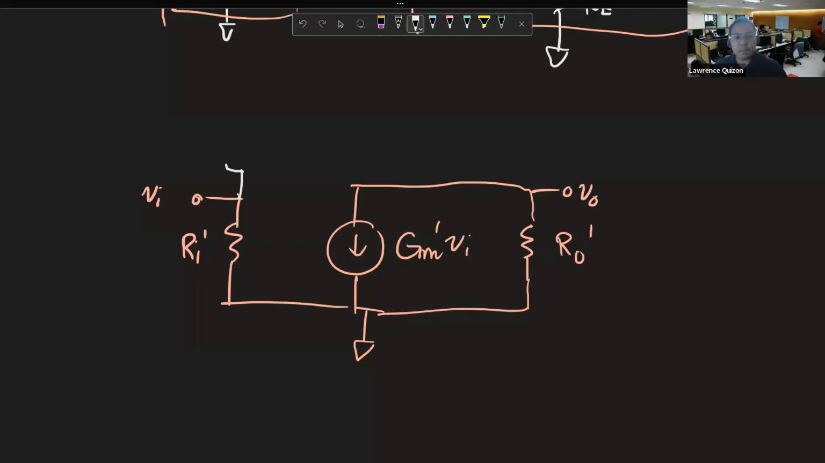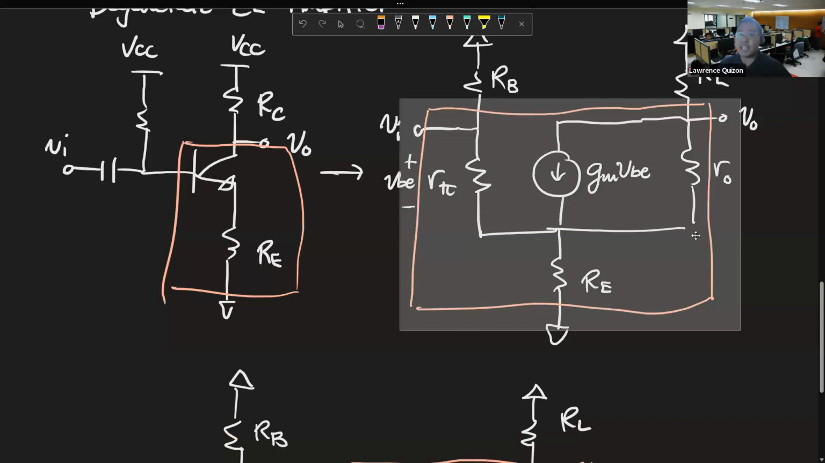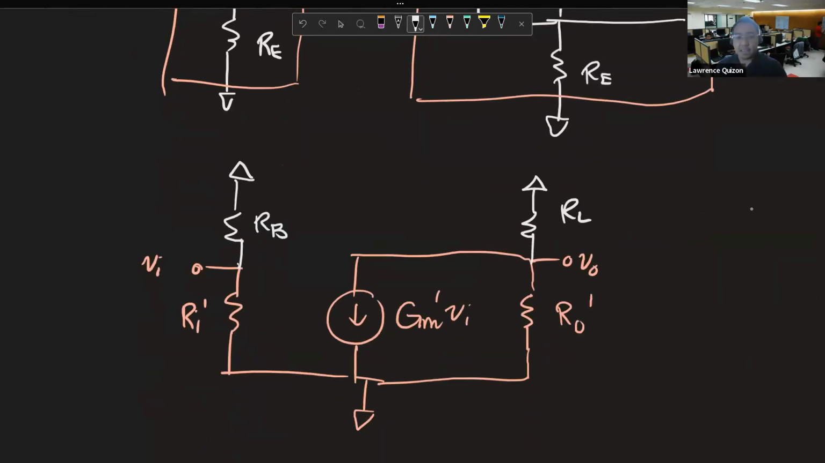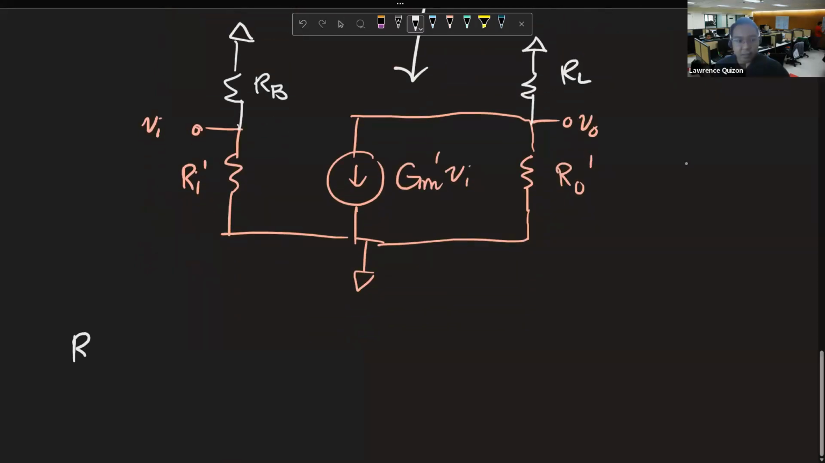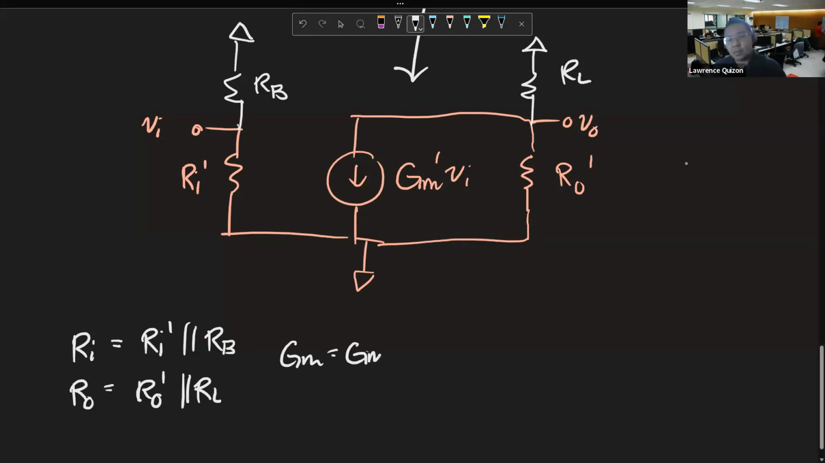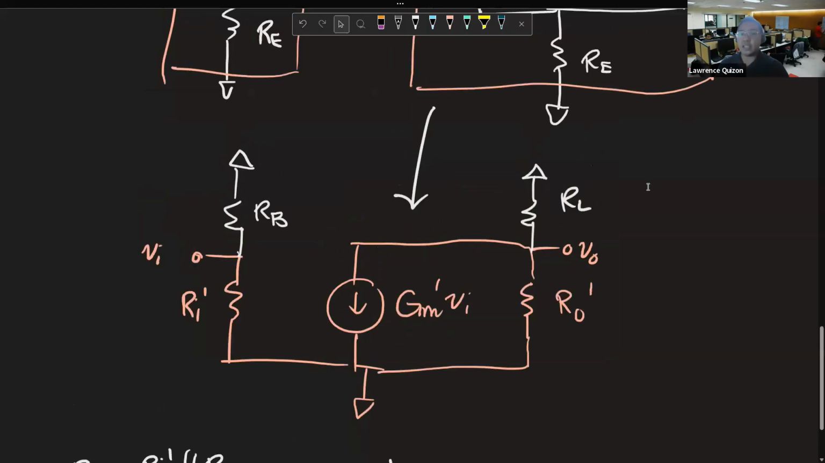And then, we add back RB and RL. So, if we get the unilateral two-port equivalent of the red area, then we get the red part of this thing, which we then add RB and RL back to, and we'll finally get the full parameters, which becomes R in prime parallel RB, R out is R out prime parallel RL, and GM is GM prime. And we know this because we've already done this analysis.